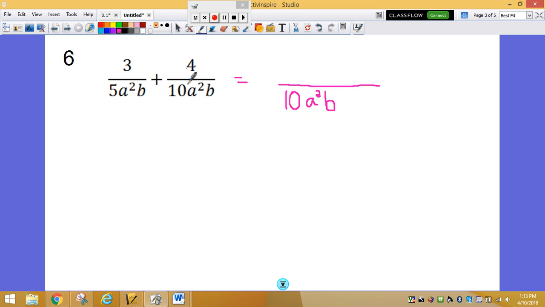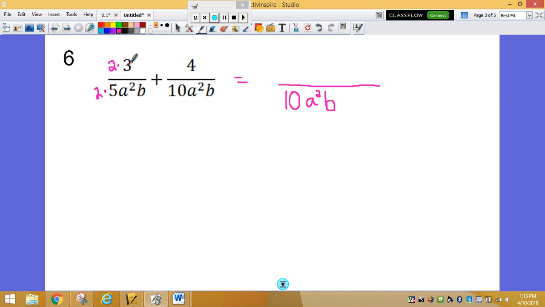So let's look at these fractions and see what needs to change. Have an a squared, have an a squared, have a b, have a b. All that I need to change here is I need to make this 5 become a 10. And the way that I do that is I'm going to multiply by 2, right? 2 times 5 makes it become a 10. But if I do it on the bottom, I have to do it on the top. So this first fraction is good. Let's look at the second one. It's 10a squared b. Look, that's exactly what I want, so I don't have to do anything.